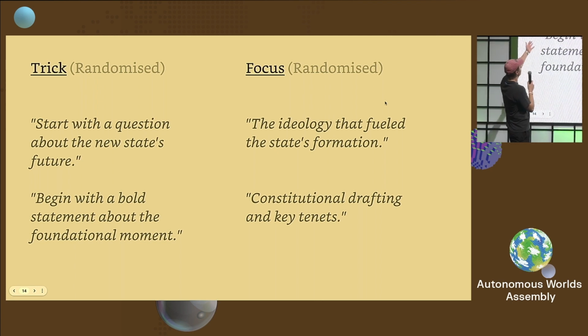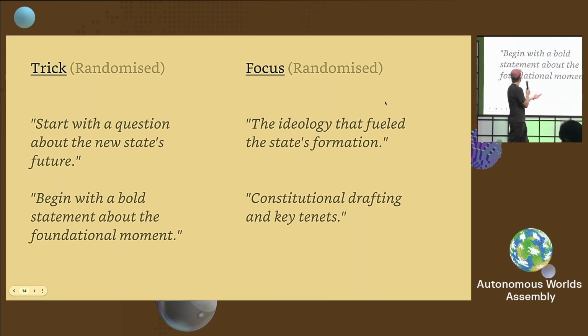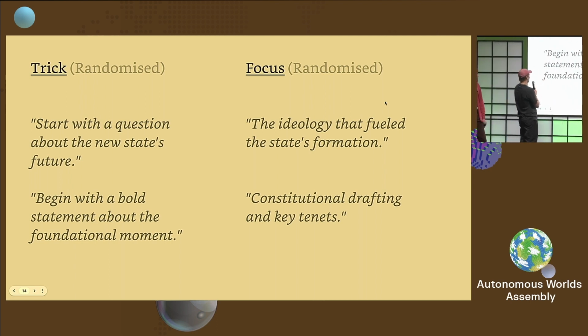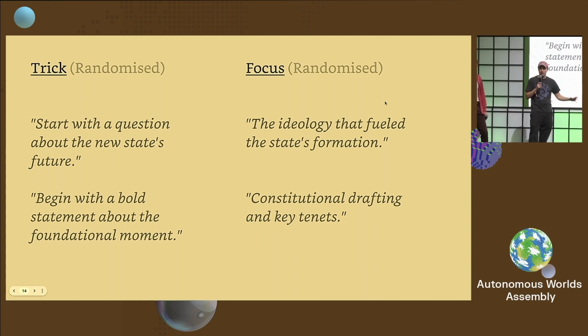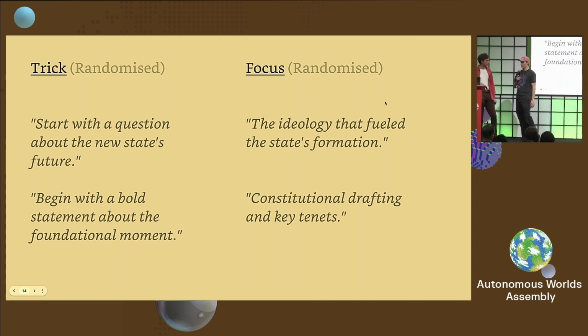So here is, like, what is the ideology that fueled the state's formation? Or begin with a bold statement about the foundational moment. And then you get all these variations in outcomes just by using a simple trick like this. Funnily enough, GPT is not really good at generating random numbers.